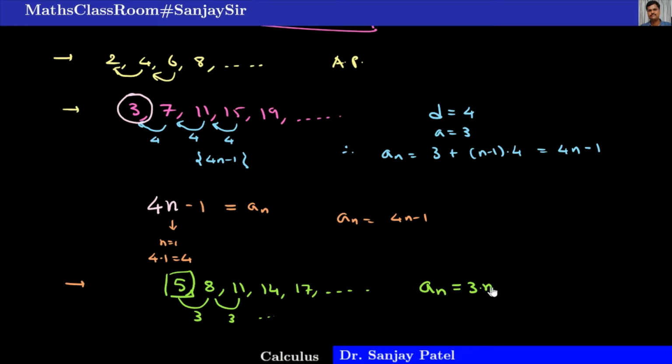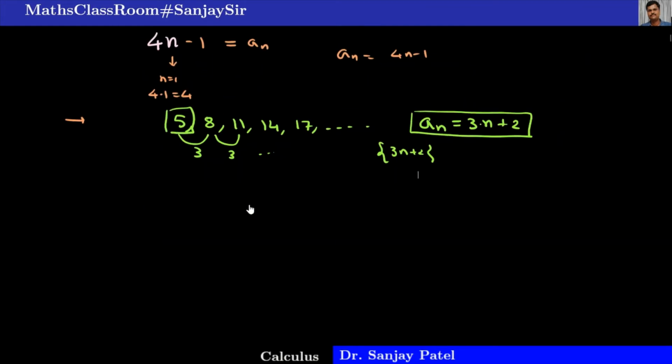So we should add 2 to this, and this becomes our nth term formula or the general term of the sequence given here. So this sequence you can write as 3n plus 2. Okay, so this is about arithmetic sequence. And if you have n terms of arithmetic sequence, we have a formula to find the sum also. So that is also an important thing.